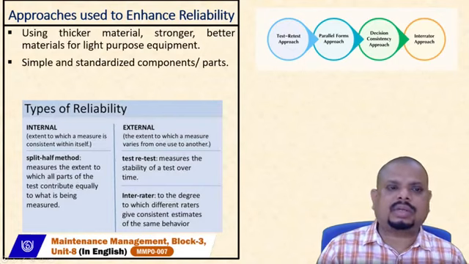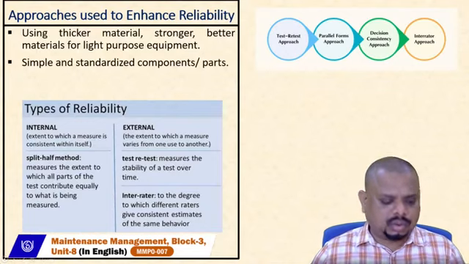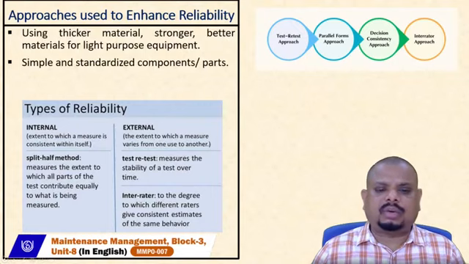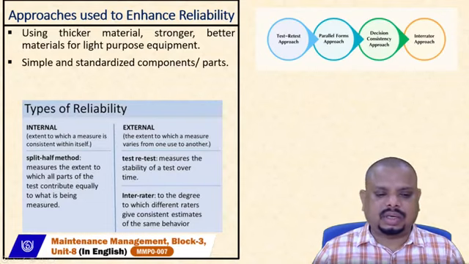Moving to the next one, to understand the different approaches to enhance reliabilities, you have to understand the different types of reliabilities. We have two types: external reliabilities and internal reliabilities. In the case of external, it extends to which measures vary from one use to another. Here you can use the test-retest measures that stabilize the test over time, and inter-raters, that means the degree to which different raters give consistent estimation to the same behaviors of different components and parts.